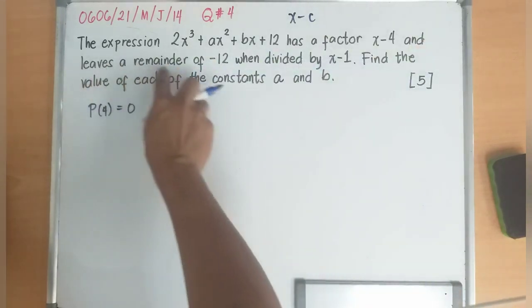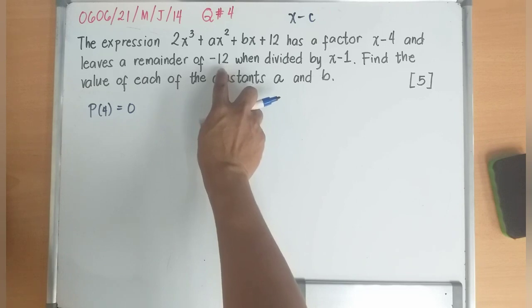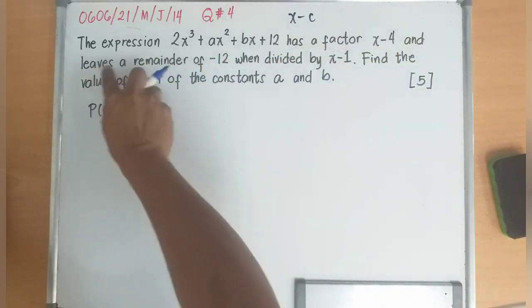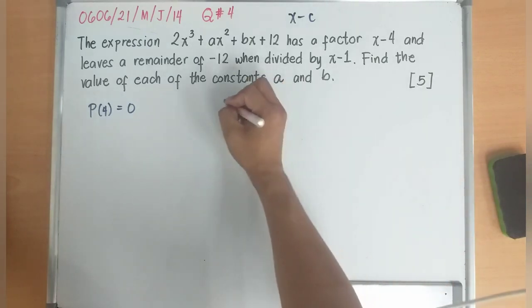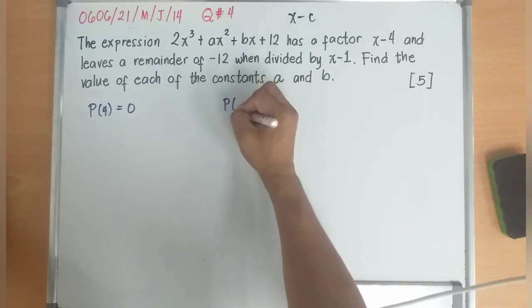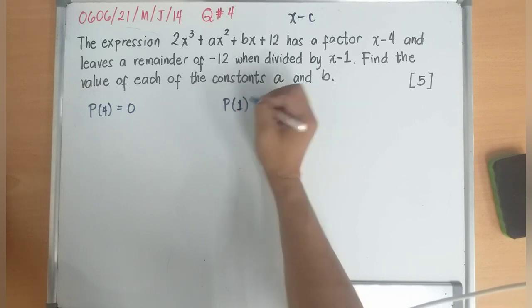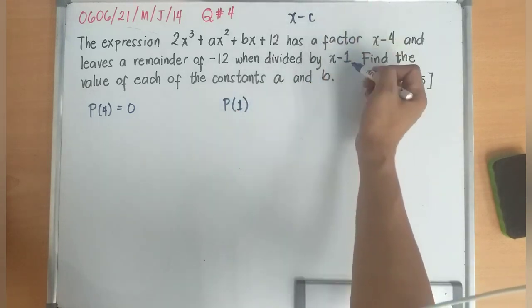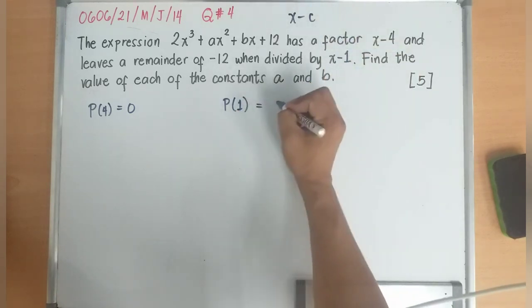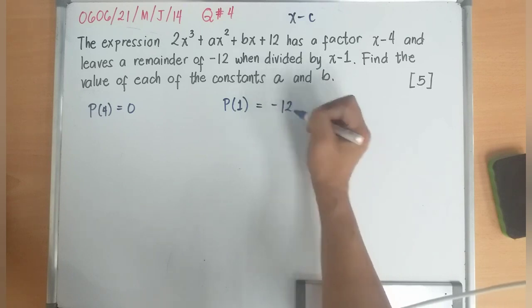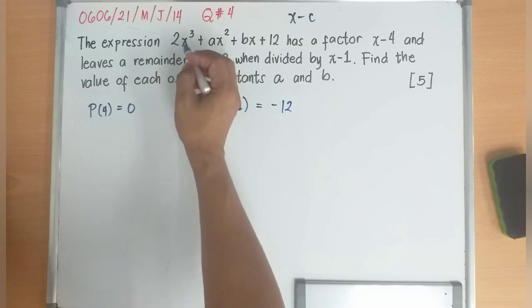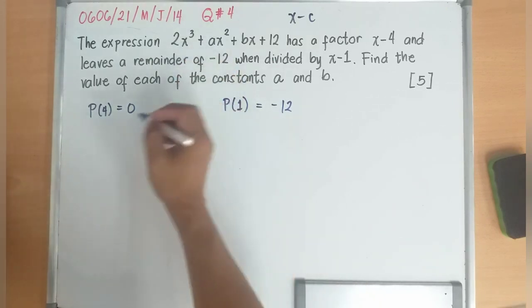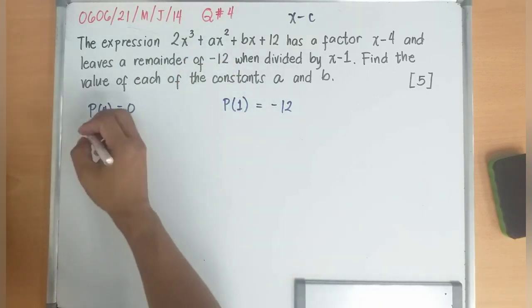And the remainder leaves a negative 12. Okay, and it leaves a remainder of negative 12 when divided by x minus 1. Thus, p of 1, why 1? Because x minus c, c is 1, is equal to negative 12. So I'll have that. Then I'll be replacing the values of the x with 4 and 1.